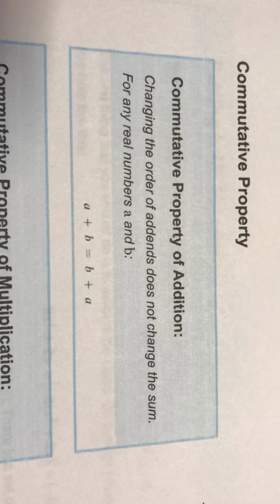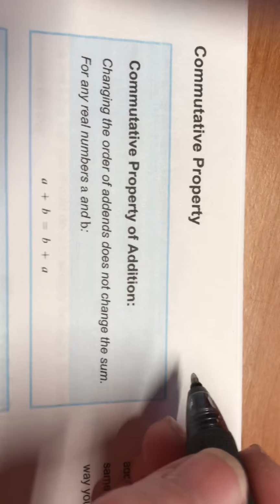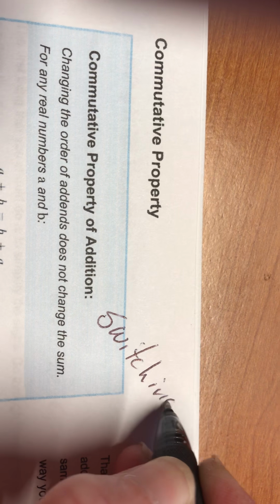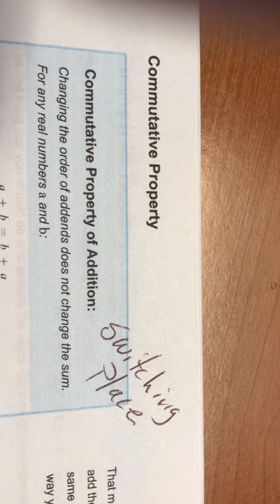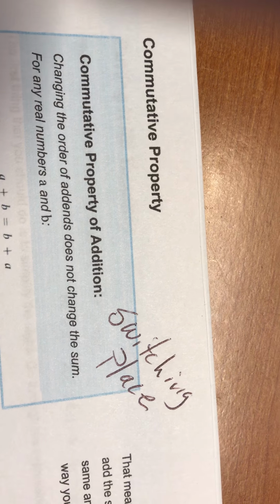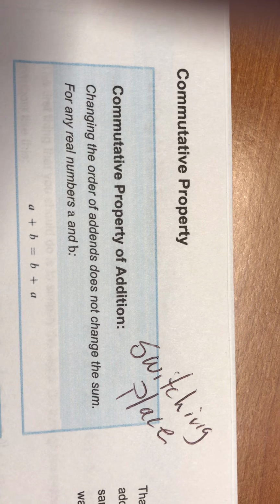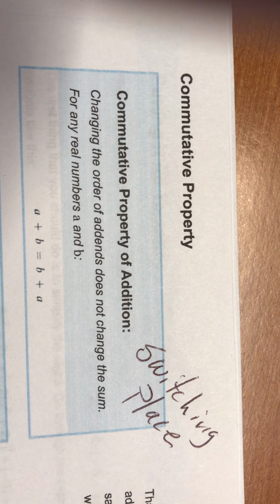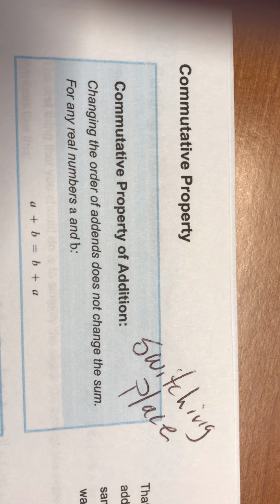So what does that word mean? It basically means you're switching places. When you commute to work, you leave your house and go to work. You're still you. You don't change, but your location changes. And then at the end of the day, you commute back home. So you switch places. You're still you, but where you are located has switched.